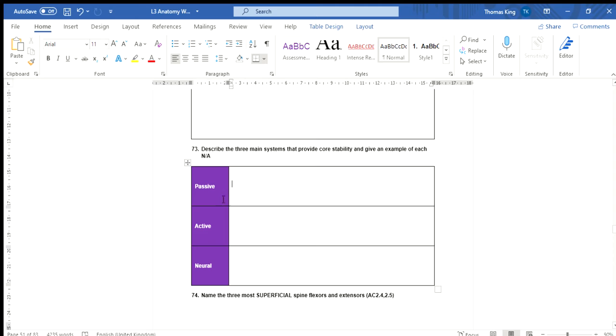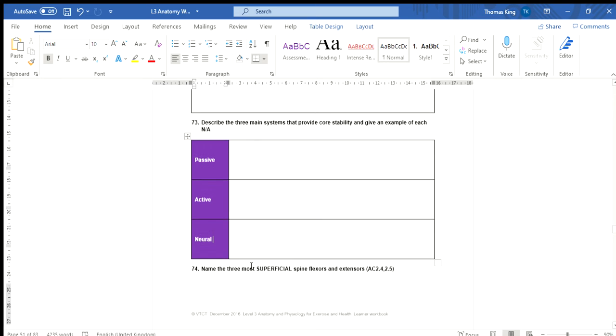When you think about passive, these are things that don't move. So we might think about things like the supporting structures through our midsection and what kind of holds everything together. How do our muscles work to provide core stability? So it's going to be our active section. And then our neural is going to be our nervous system. So think about what might happen when we need core stability instantaneously and how does the nervous system affect that.